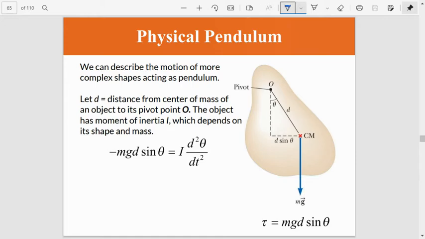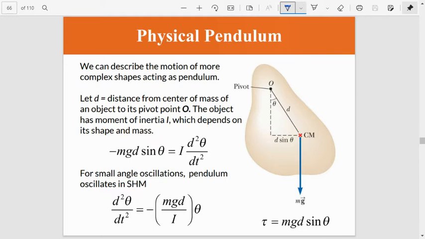It just follows from here that when you have a small angle, you can rewrite this restoring torque formula to tell you that the angular acceleration is proportional to the angular displacement. We can do this using the small angle approximation, where sine theta is approximately theta. This way we can describe any physical pendulum as a simple harmonic oscillator as long as we know how far the center of mass is from its pivot point as well as its moment of inertia.